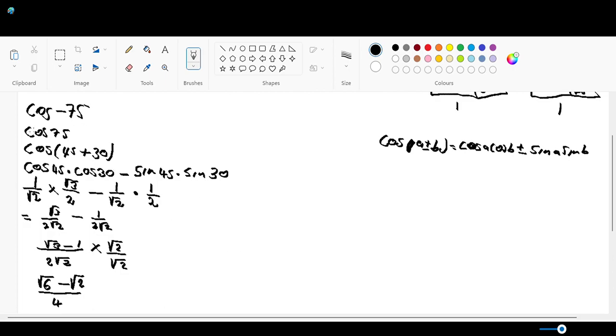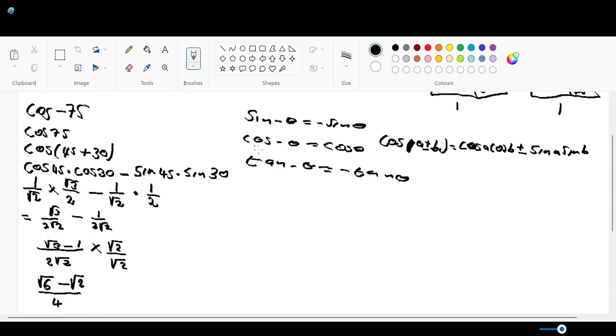By the way, pay attention to our question there. We had cos negative 75. The reason why it was negative is this rule here whereby sine negative theta equals negative sine theta. We have this one here, cos negative theta equals cos theta. As you can see, it is positive, and then tan negative theta is gonna be negative tan theta. The reason why cos is positive is because the negative theta is happening on the fourth quadrant, and cos on the fourth quadrant is positive.